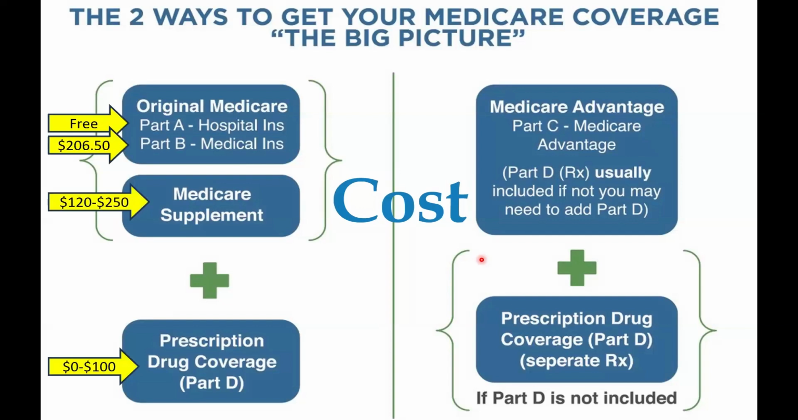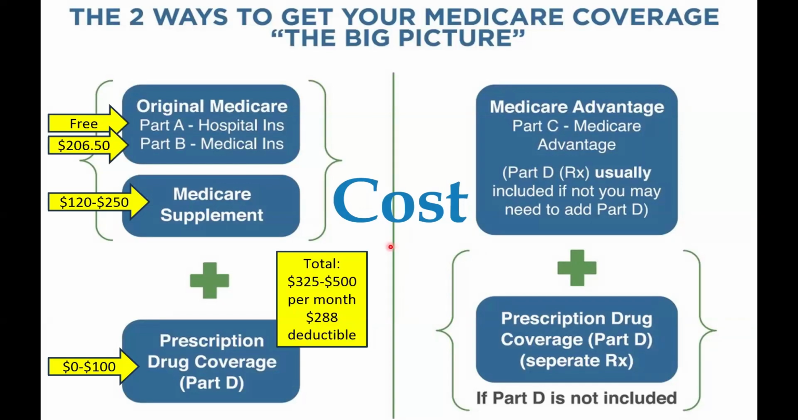Prescription drug plans can be anywhere from $0 up to a very expensive $100 plan. The more expensive plans are tailored more to specialty drugs, and typically people are falling closer to that $0 cost, or maybe $10, $20 a month, if you're just taking some regular name brands or some very common generics. So traditional Medicare, you're spending about $325 to $500 per month in premiums. And for that, you only have a $288 medical deductible for the year.